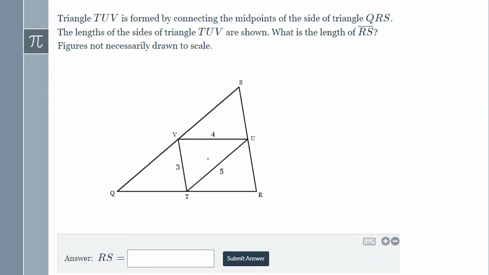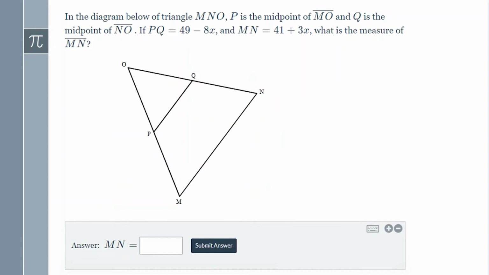Okay, so triangle TUV, that's this midsegment triangle inside, is formed by joining the midpoints of the sides of triangle QRS. So we have midpoint, midpoint, midpoint. The lengths of the sides of triangle TUV are shown. What is the length of RS? Okay, well, RS is parallel to VT. That means RS is double the length of VT. So if VT is 3, SR is 6. Okay, so this is a midsegment question, not a proportion question. But again, the midsegment idea will lead us into proportionality. So let's do another midsegment question from Delta Math real quick.